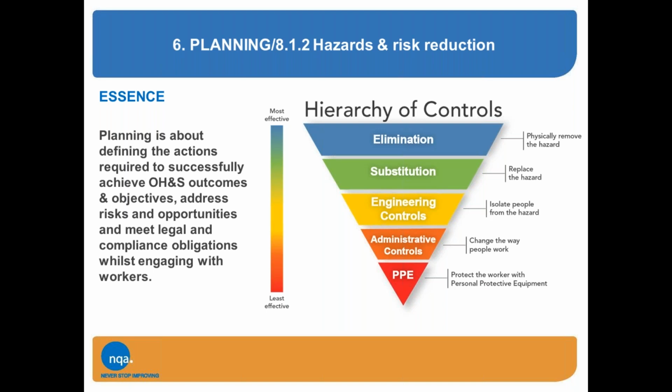Within that, you're also looking at hazards and risk identification and actions to address risks and opportunities within the management system. So ideally, as we say, eliminate the risk, substitute it, use engineering controls. This is where the hierarchy of controls becomes a really important mechanism for looking at risks.